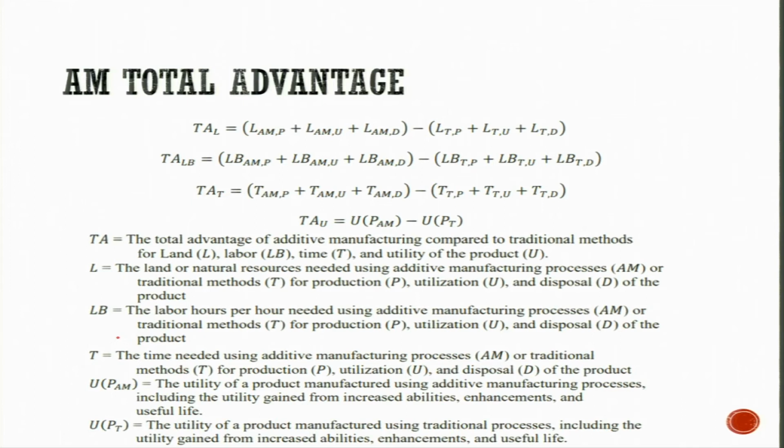This is the total advantage model, in which the total advantage for the land, for the labor and for the time, given in the previous model, is given. So land for additive manufacturing: P means production, AM means the additive manufacturing processes, T means the traditional methods, U means utilization, and D means the disposal of the product. So, land used for additive manufacturing in production, land used for additive manufacturing in utilization, land used in additive manufacturing for the disposal, minus land used in traditional manufacturing for production, for the utilization and for the disposal. This is the total advantage in additive manufacturing, that is, the additive manufacturing system minus the traditional system.